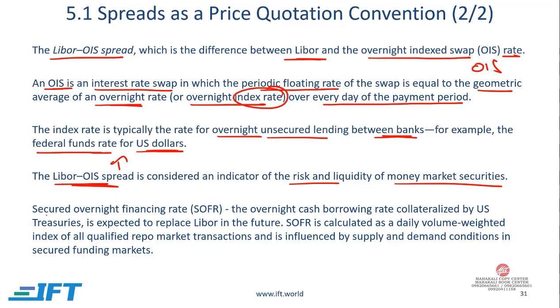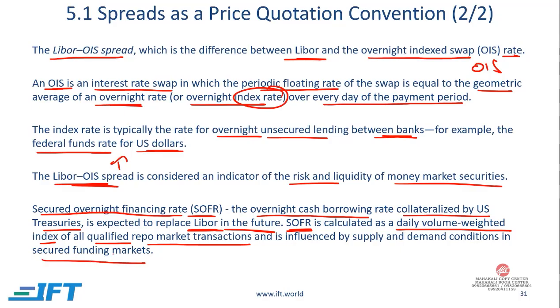As a side note, the secured overnight financing rate, or SOFR, which is the overnight cash borrowing rate collateralized by US Treasuries, is expected to replace LIBOR in the future. SOFR is calculated as the daily volume weighted index of all qualified repo market transactions and is influenced by supply and demand conditions in secured funding markets. So this is a change that's happening in financial markets, and you need to be aware of this.